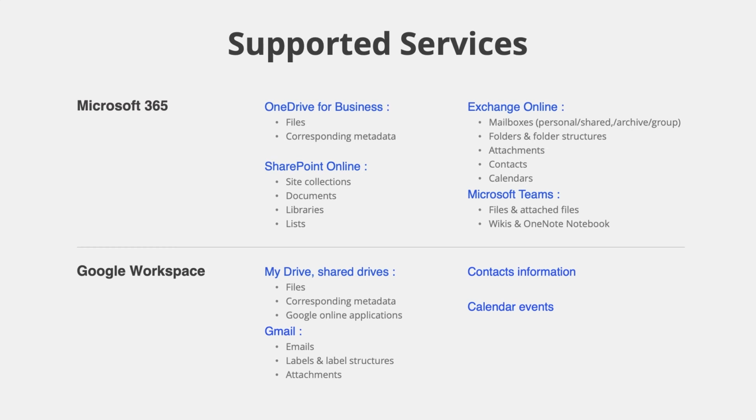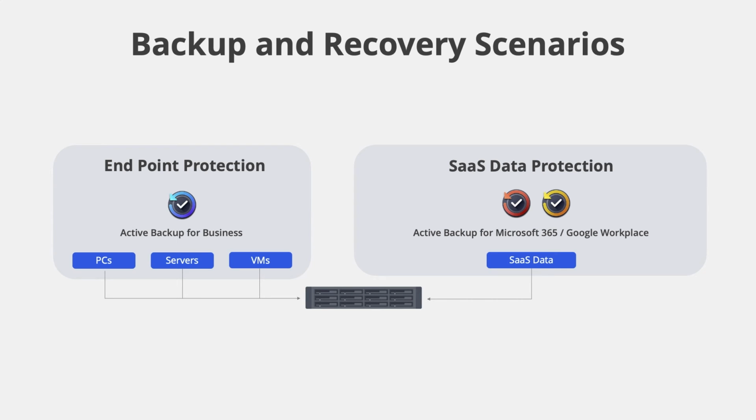Here is a quick overview of the services supported by ABM and ABG. For Microsoft 365, OneDrive, SharePoint, Exchange, and Microsoft Teams are well supported to a certain extent, whereas for Google Workspace, My Drive and Shared Drives, Gmail, contact information, and calendar events are also supported. This concludes my sharing on SaaS data protection. With endpoint and SaaS protection, we have effortlessly and cost-effectively pulled the data into the NAS.